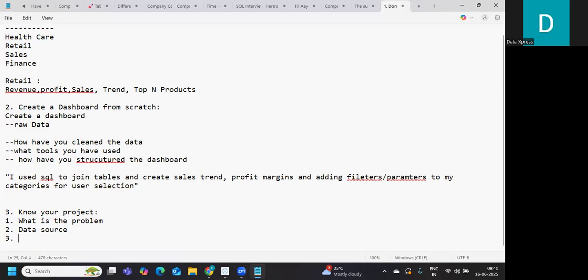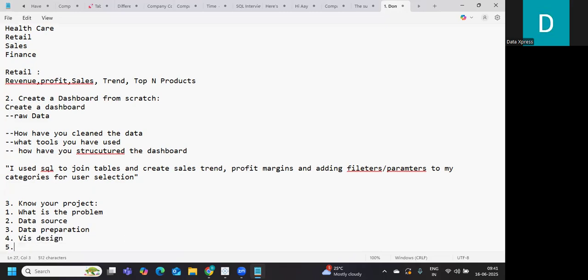Next is data preparation. What are the preparations that you have done on the data set that you have? Visualization design: what kind of charts have you created? And then impact or result. So identifying the problem statement, identifying where the data is coming from, preparing the data so that you can create insights or dashboard designs on that, and finally knowing how that dashboard is going to help you or your client. This is something that you need to know.